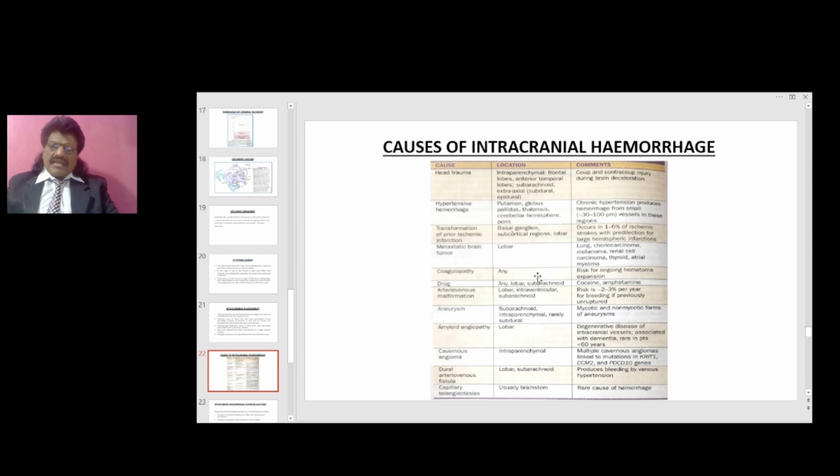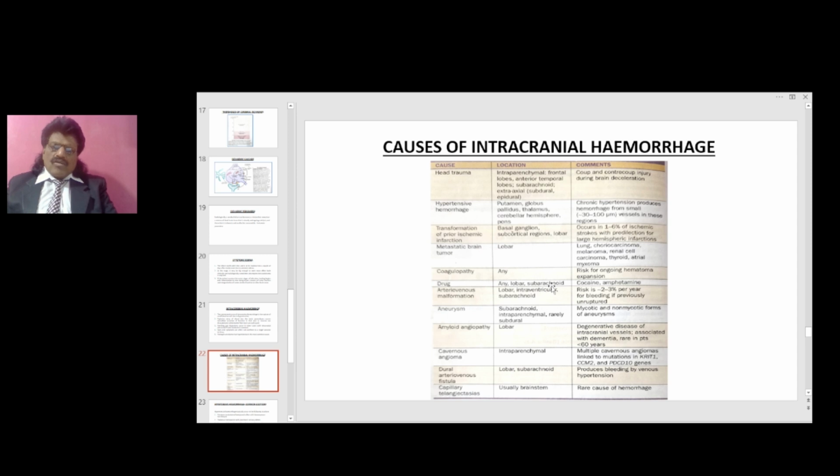Coagulopathy, it can occur in any place. The risk for ongoing hematoma expansion. So another important point of coagulopathy is that it does not produce a sudden weakness like hypertensive hemorrhage. Coagulopathy, because of deficiency of clotting factors, it takes time. So the symptoms will be occurring slowly and in a gradual manner. It does not occur suddenly as that of hypertensive bleed. And there is the characteristic meniscus sign when we take CT.